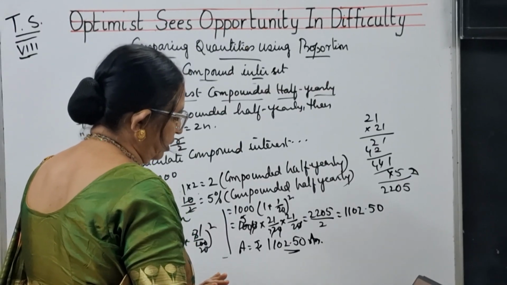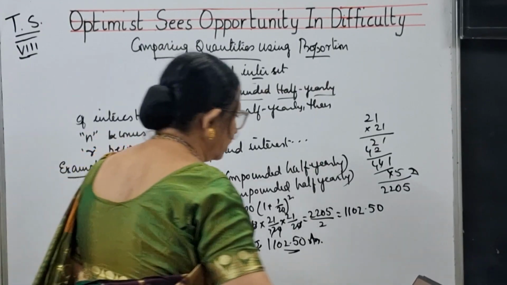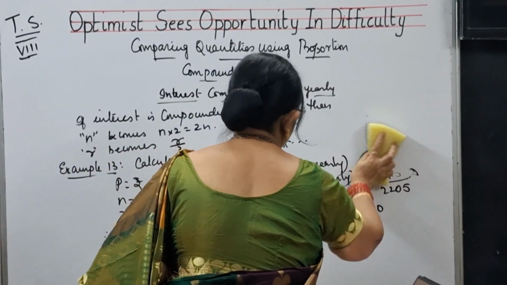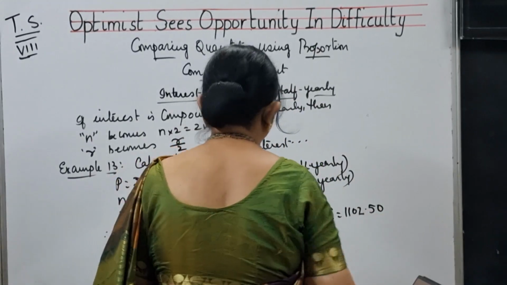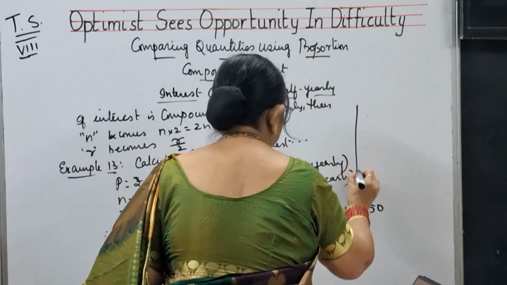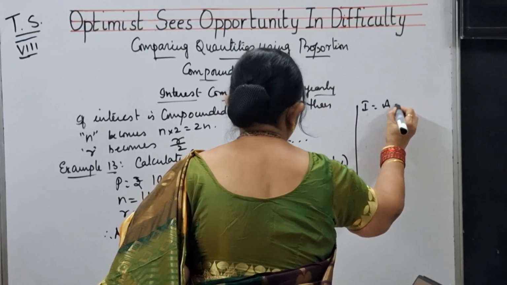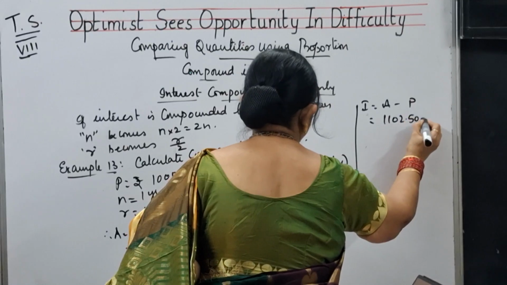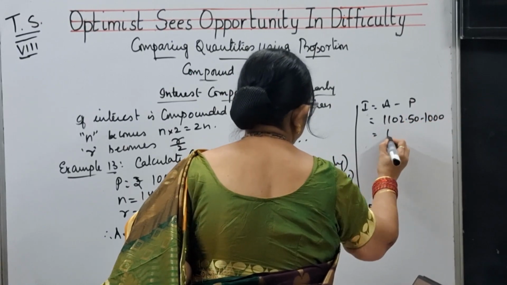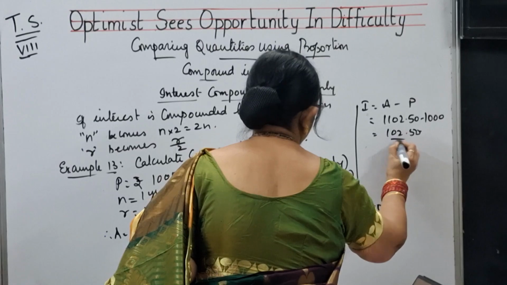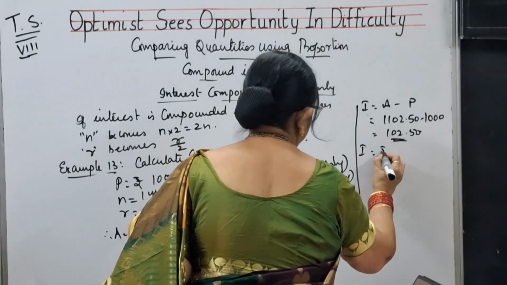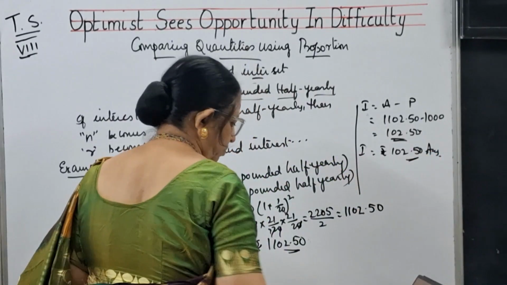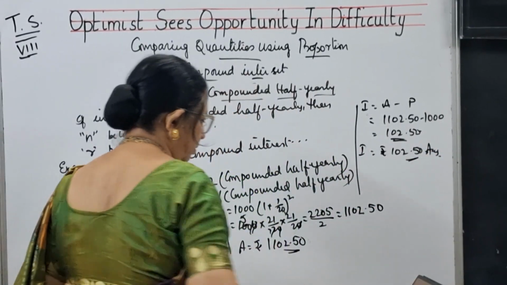And what else have they given? They have asked to calculate compound interest. So amount they have not asked, only compound interest. So let us find out interest. I is equal to A minus P, that is 1102.50 minus 1000. That is how much? 102.50. I is equal to rupees 102 rupees 50 paisa is the answer for this problem, children. Please note it down.